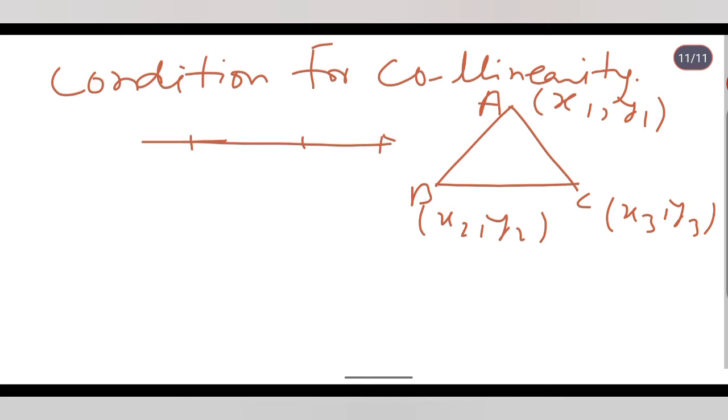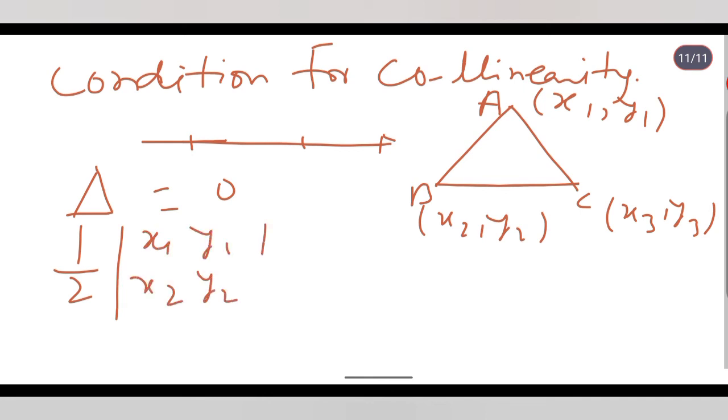So simply, 3 points A (x1, y1), B (x2, y2) and C (x3, y3) are collinear if the area equals 0. That is, simply we can say 1 by 2 determinant of rows (x1, y1, 1), (x2, y2, 1), (x3, y3, 1) will be 0. Okay. Now move to the next part, centroid.